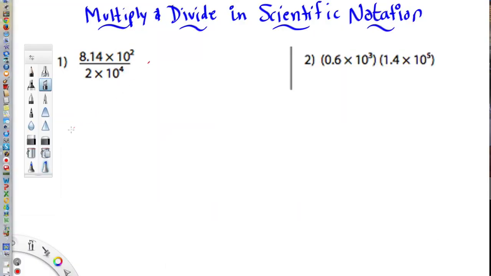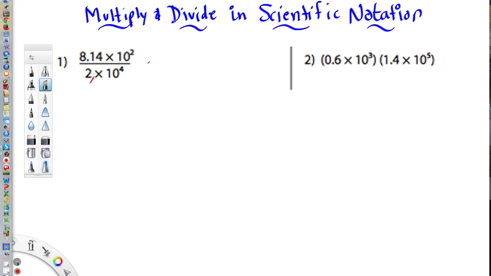Boys and girls, let's flip over to the back side of the worksheet. On the back side, we still have multiplying and dividing scientific notation, but our numbers are a little more complex. Here we have the scientific notation of 8.14 times 10 to the second power divided by 2 times 10 to the fourth power.